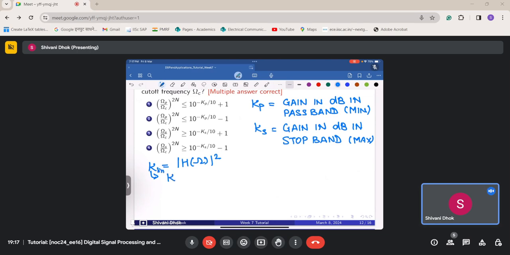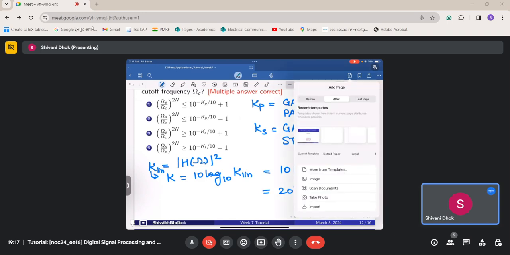And when I have this K, if I convert it in dB, this is 10 log to the base 10 of K linear, which means that this is 10 log to the base 10 magnitude of H of omega squared, which is equal to 20 log to the base 10 magnitude of H of omega. Okay, this we have.